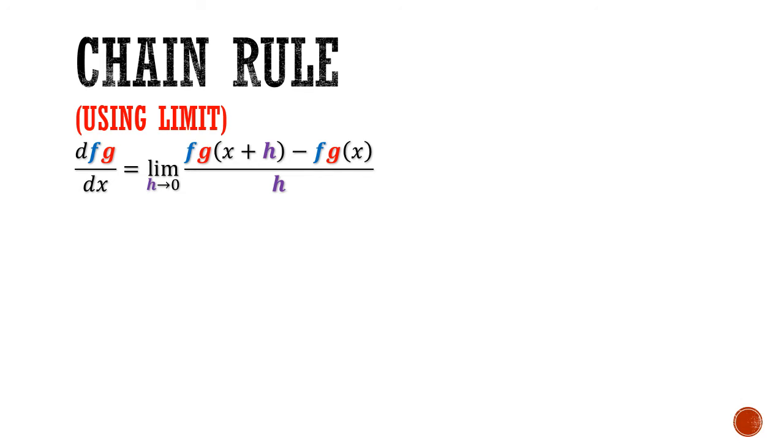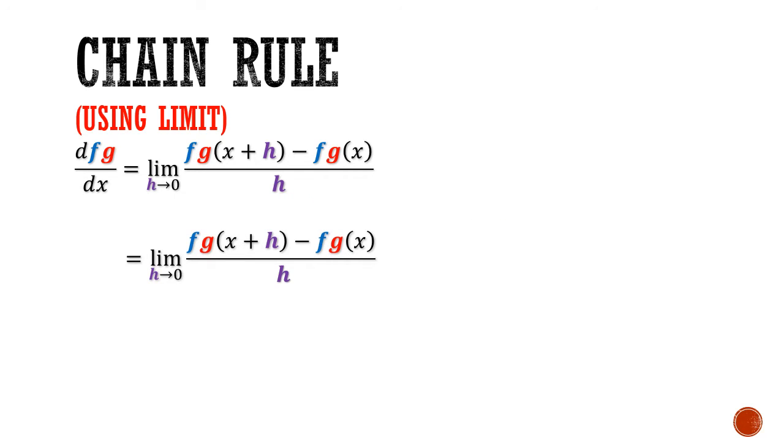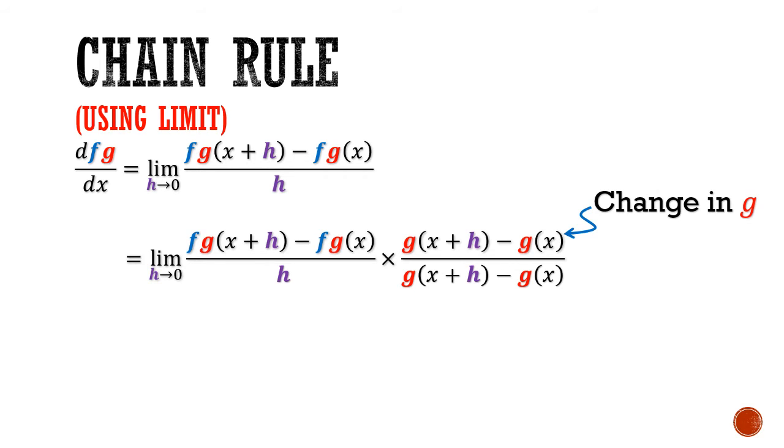Now, basically, the chain rule is applied to the composition of functions f of g. So using the limit definition, the gradient function is given by the change in y over the change in x, as the change in x tends to 0. Except that in this case, our y here is defined as the function f of g. So we use h here to represent the change in x again. Now the trick here is that we're going to multiply this limit by the change in g over the change in g. So g(x + h) minus g(x) represents the change in the function g.